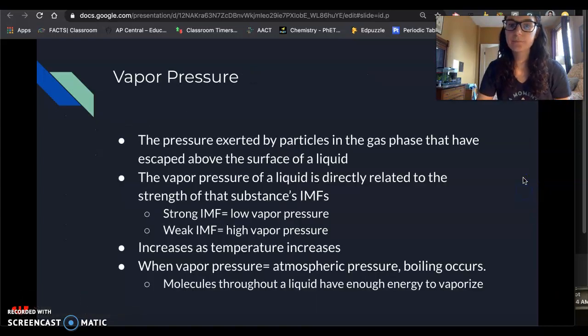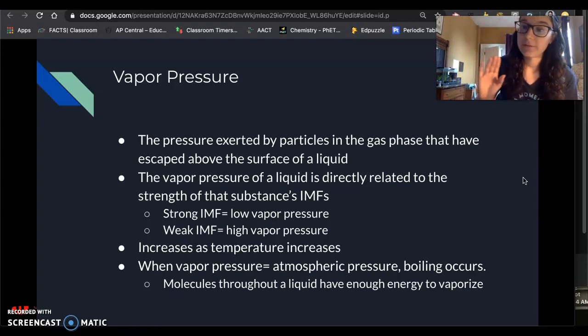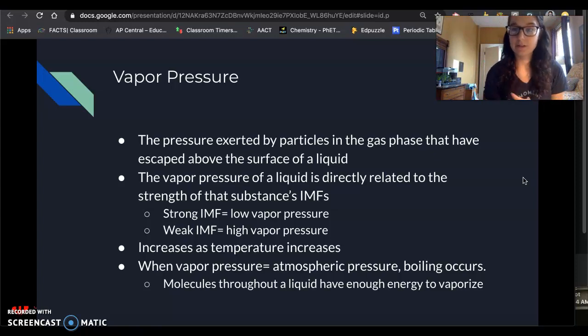There's also something called vapor pressure, which is the pressure of those evaporating liquid-to-gas molecules, the pressure that they exert above the surface of that liquid. So it's directly related to the strength of intermolecular forces. If you have something with strong intermolecular forces, it's going to have a relatively low vapor pressure because you don't have that many molecules escaping into the gas phase. If you have a substance with weak intermolecular forces, they have a higher vapor pressure.